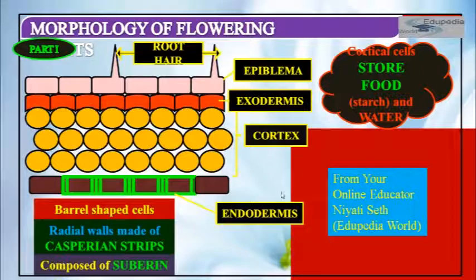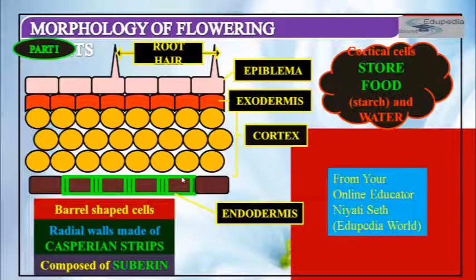Now come to the endodermis. As I told you, it is the innermost layer of the cortex. See, this is the cortex and this is the inner layer of the cortex, which is formed by compactly arranged barrel-shaped cells. See, these are barrel-shaped cells and there are no intercellular spaces present. Can you see the intercellular spaces present between the barrel-shaped cells?